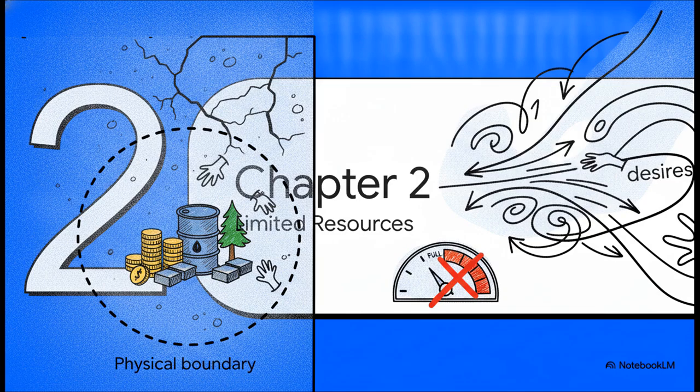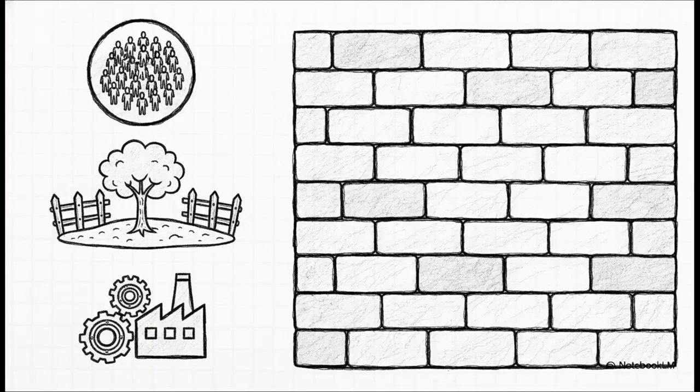Chapter 2, Limited Resources. So we've established that our desires have no boundaries, but here's where we hit physical reality. To satisfy all those wants, society uses productive resources. And these are strictly restricted. Labor is hard-capped by population size, land is limited by a country's geographical borders, and capital and technology, well, they're constrained by the scarcity of physical inputs and our current level of knowledge. These are just the inflexible boundaries we have to work within.